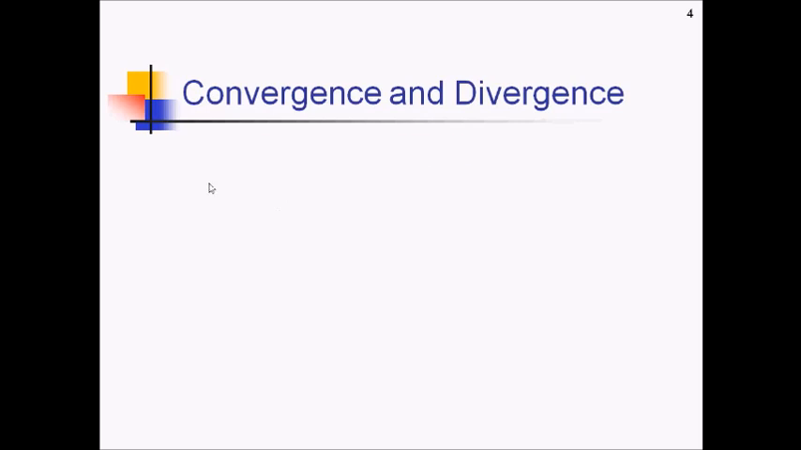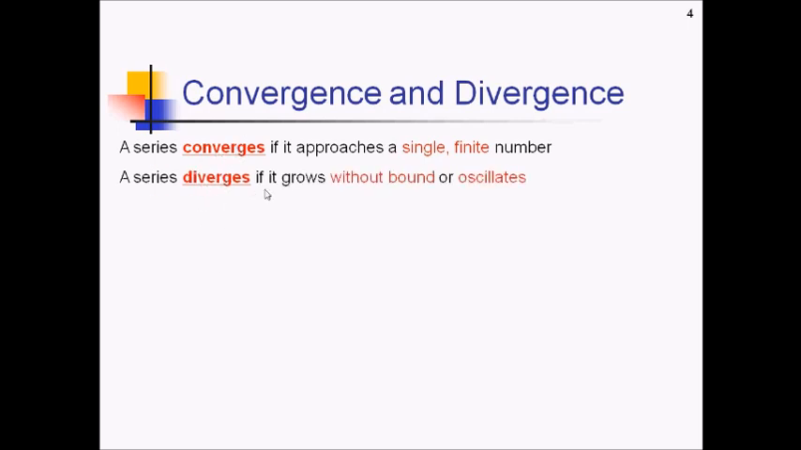We would say a series converges if it approaches a single finite number. So we're basically asking, can an infinite series converge? And we would say a series diverges if it either grows without bound, so to infinity, or if it keeps oscillating back and forth between a few numbers.